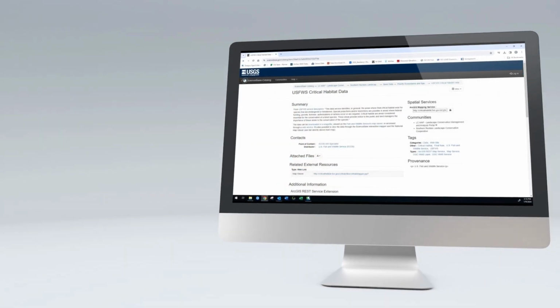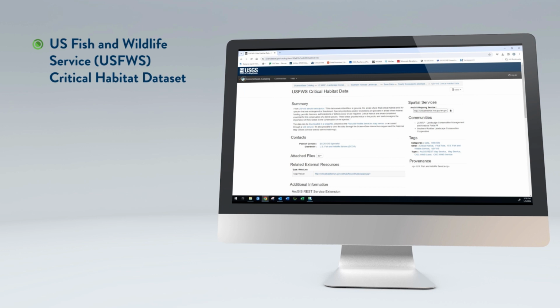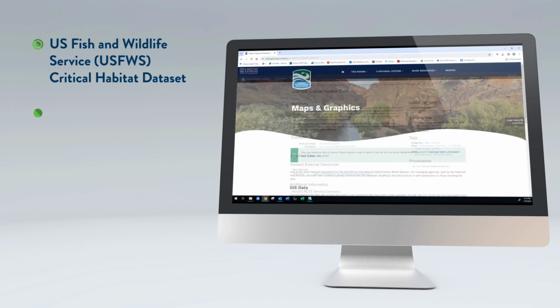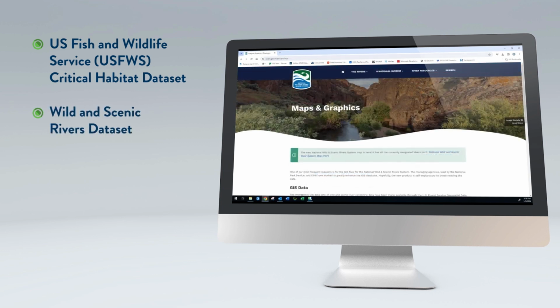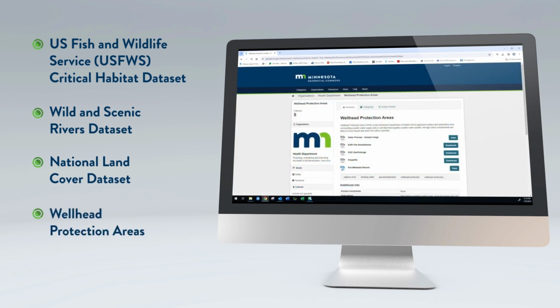There are other datasets that may also be important if you have specific concerns. Optional datasets include U.S. Fish and Wildlife Service, USFWS Critical Habitat Dataset, Wild and Scenic Rivers Dataset, National Land Cover Dataset, and Wellhead Protection Areas.